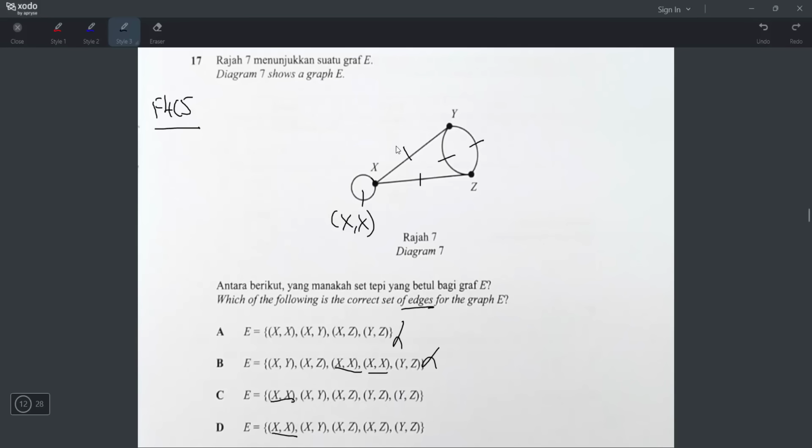Okay, that's good. And then the 2 edge here would be XY and XZ. Or you can also write YX, ZX because it's not a directed graph. Dia tak ada direction, so it's not one way. So you can write the order however you want. XY also can, YX also can.